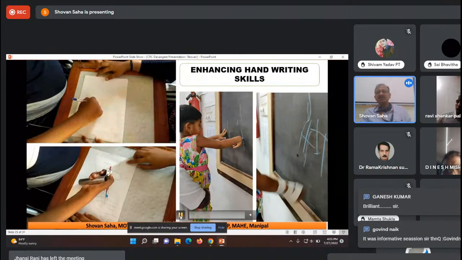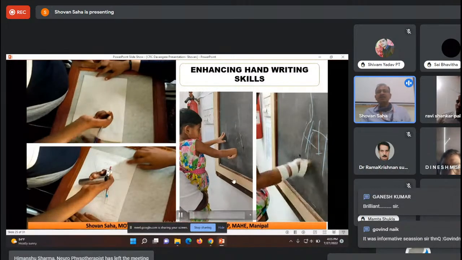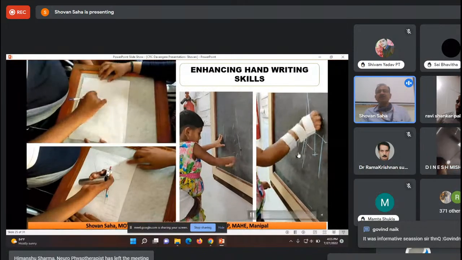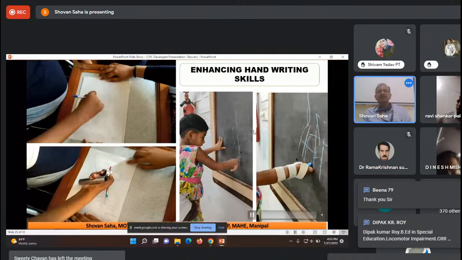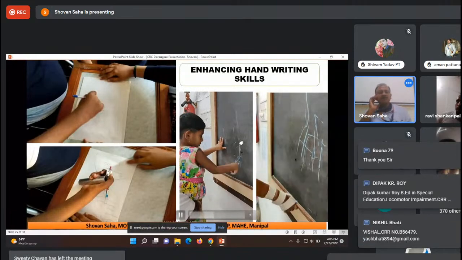Okay, this is another kid. You can see here, the lines are much bigger and bolder, as compared to this one.